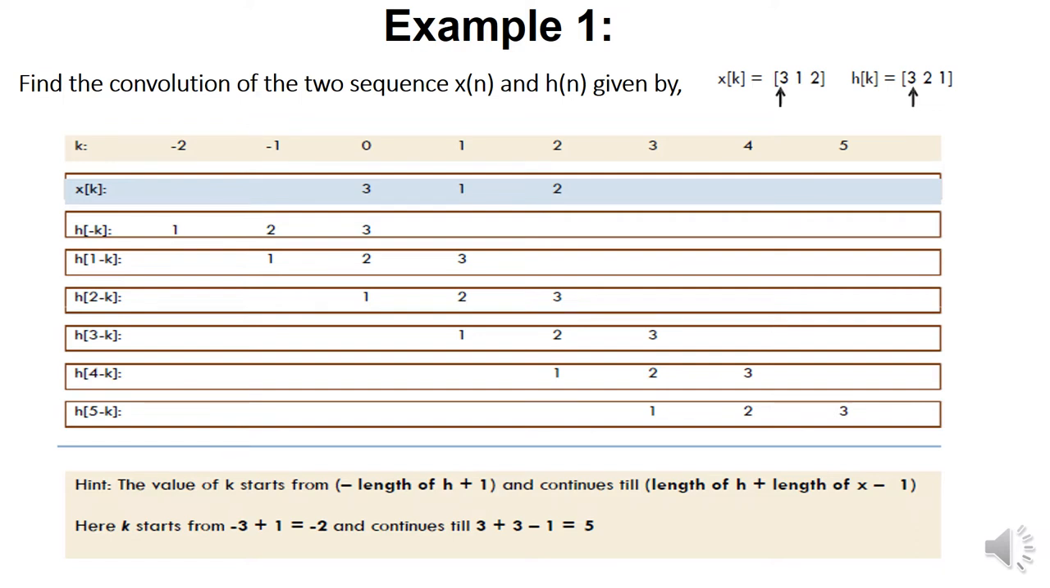So first of all, we have to write down xk and hk. Now our x-axis is k, so I have written the value of k from minus 2 to plus 5. Below that you can see xk. When k is equal to 0, x value is equal to 3. When k is equal to 1, x value is equal to 1. When k is equal to 2, x value is equal to 2.